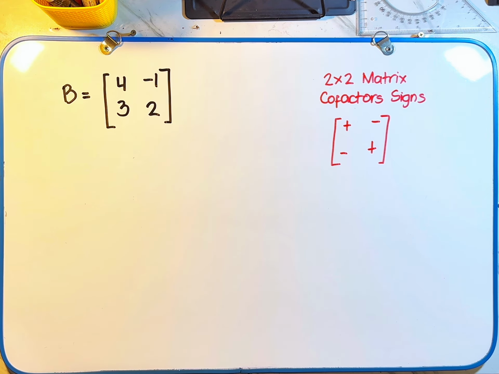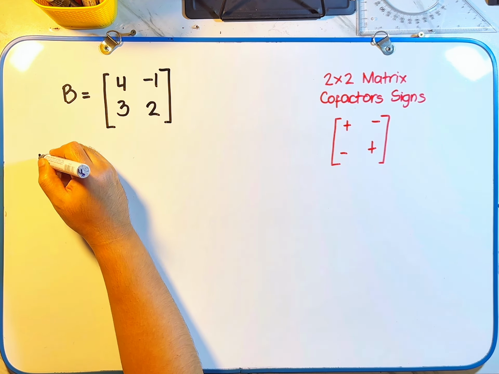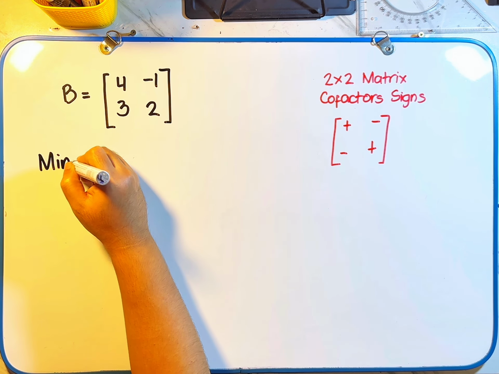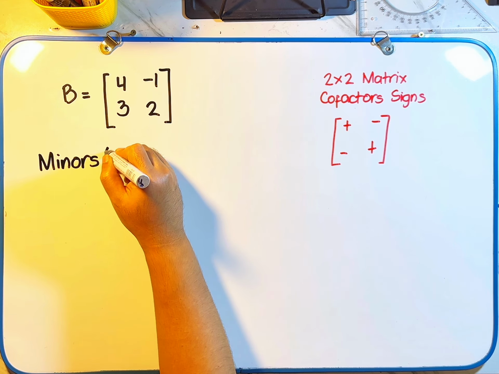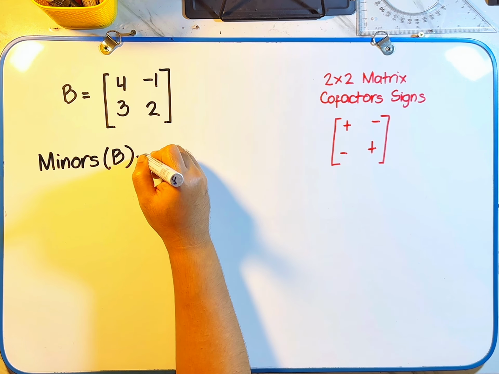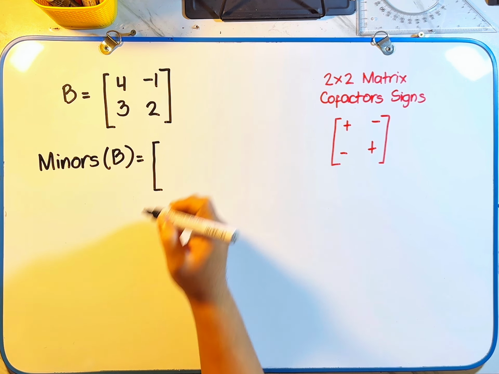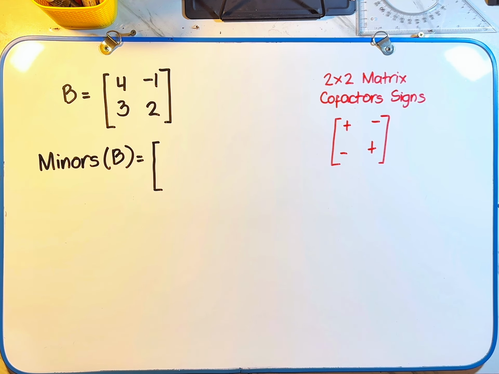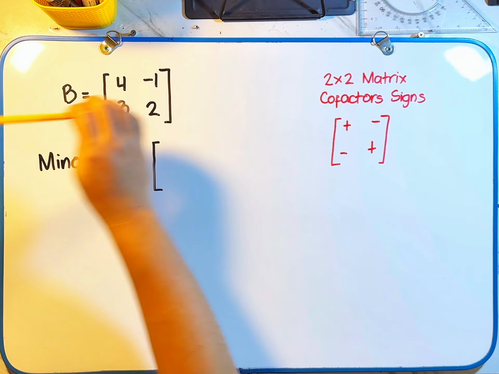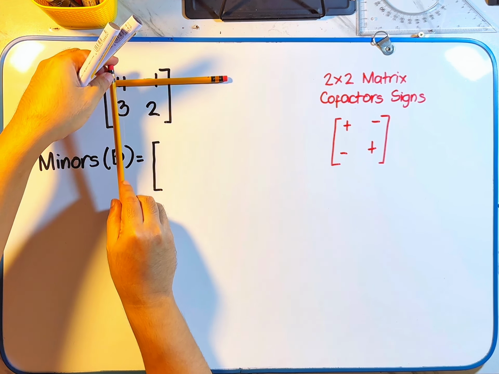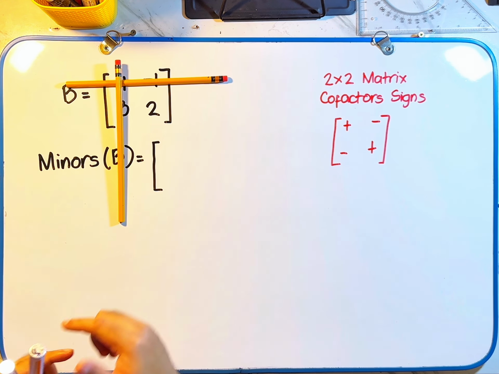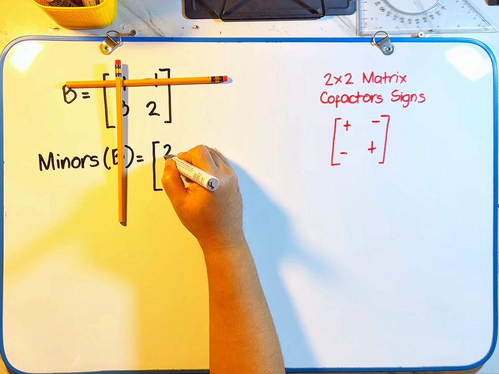Let us try to solve for the minors and cofactors. Let's begin with the minors. The minors of matrix B, you know the concept. For the element in the first row, first column, let's block the first row and the first column. And we're left with 2. So let's write 2 right here.